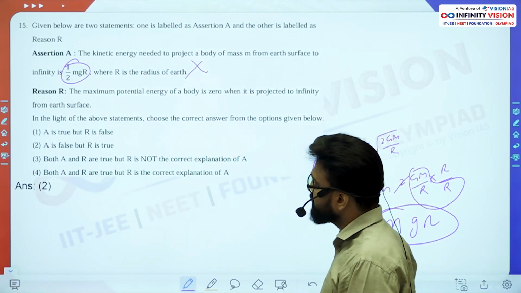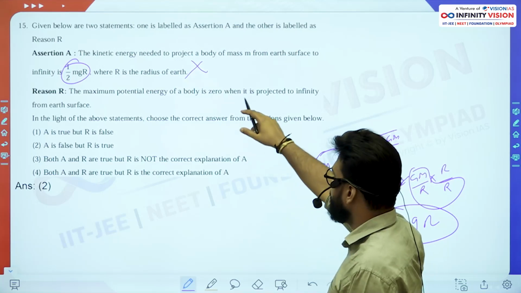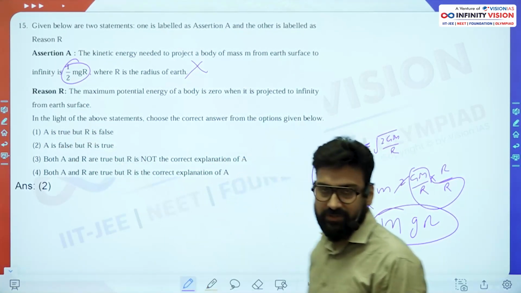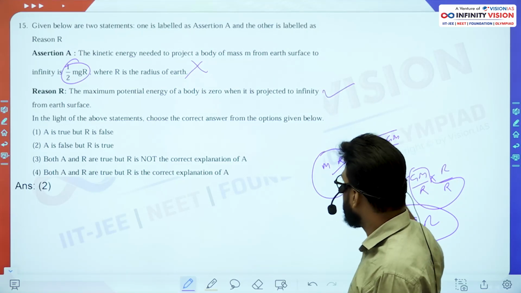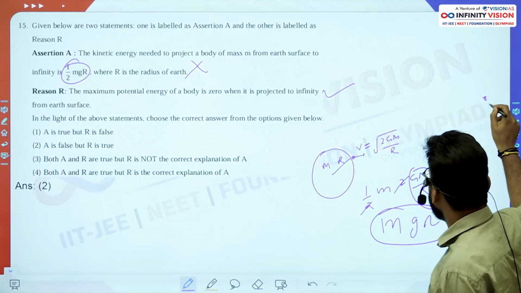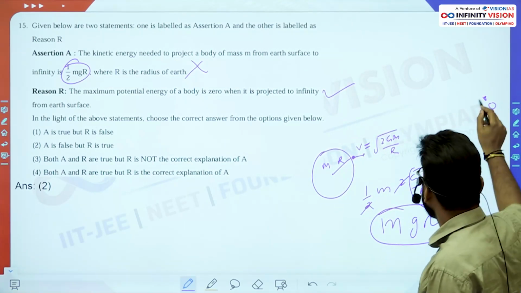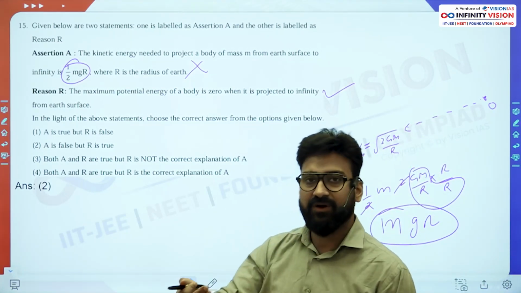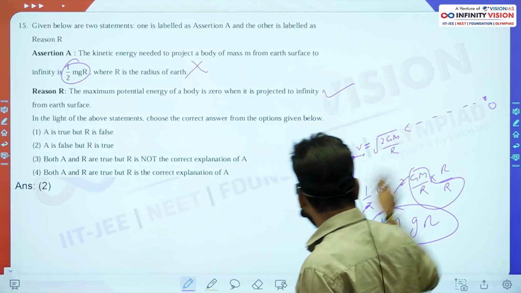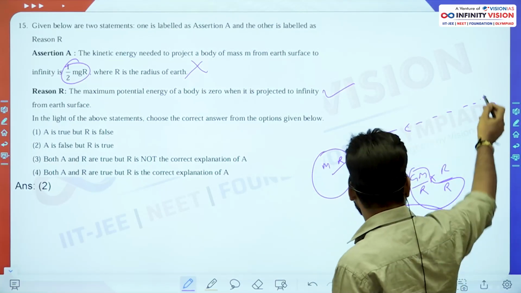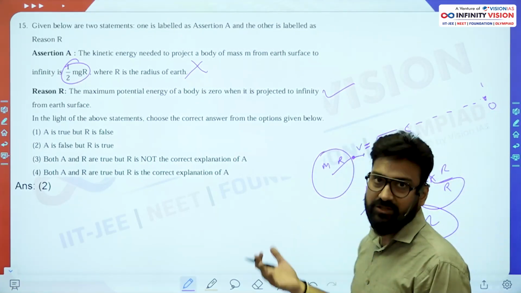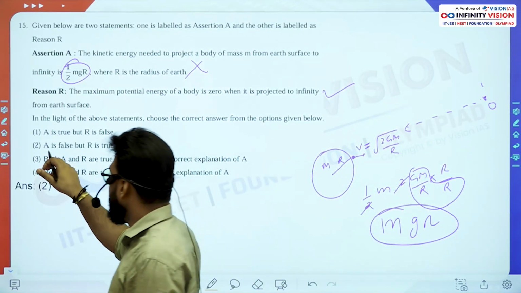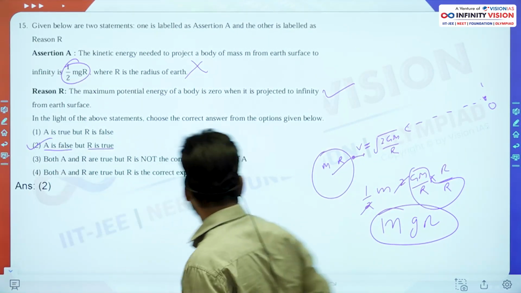Reason says the maximum potential energy of the body is 0 when it is projected to infinity from the surface of Earth. It is true because at infinity the potential energy is 0. As we move closer, it will be increasing in the negative term. Okay, so it will be more negative. So that means at infinity the potential energy is maximum. Okay, so the second option is true: A is false, and reason is true.